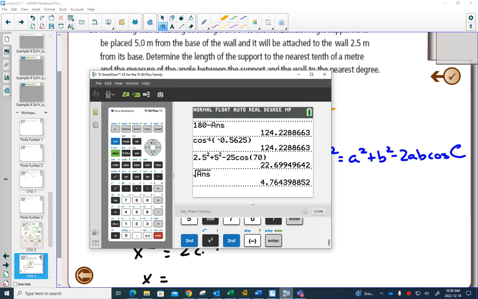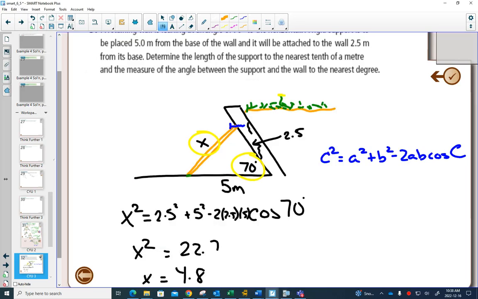4.76 to the nearest 10. 4.76 amounts to 4.8. Units are meters. So we've now solved for x. X is 4.8 meters. Second part of this question.